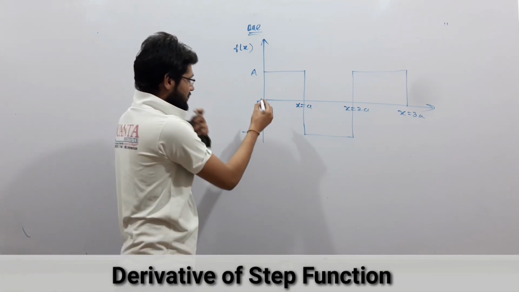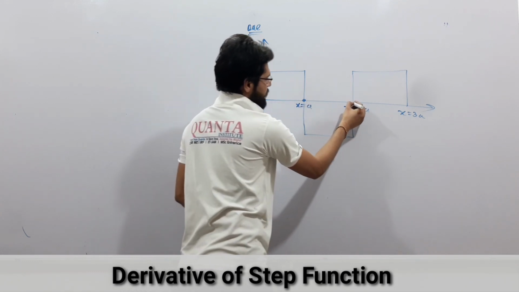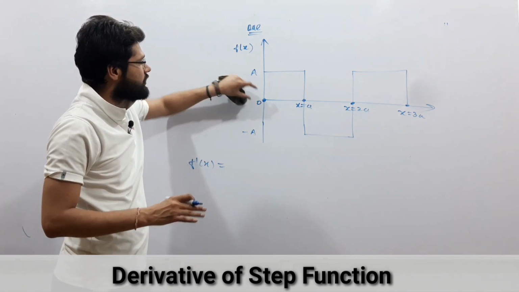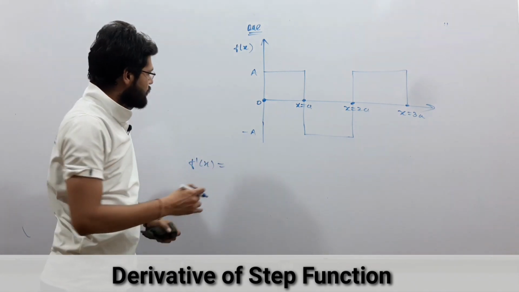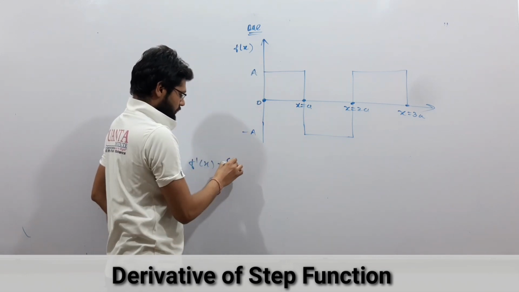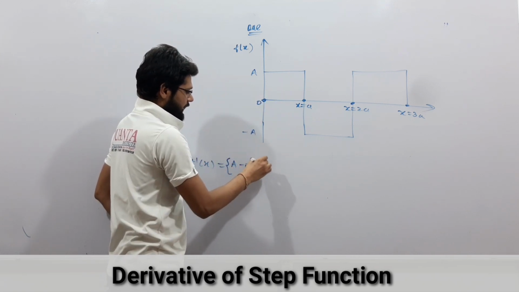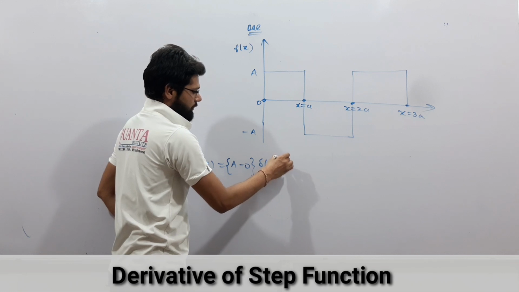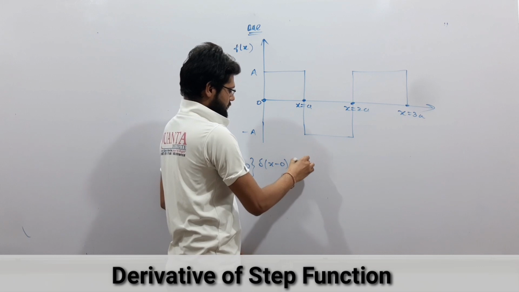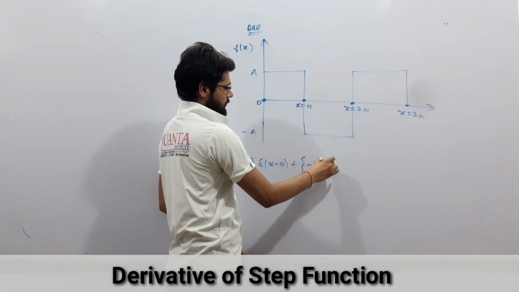Okay. So the points are what? x equal to 0, x equal to a, x equal to 2a, x equal to 3a. These are the points where the function is changing abruptly. Okay. So here what you have to do? Final value minus initial value. Initially it was 0, and delta of x minus x naught means x minus 0, plus, here the final value is minus a and the initial value is a.